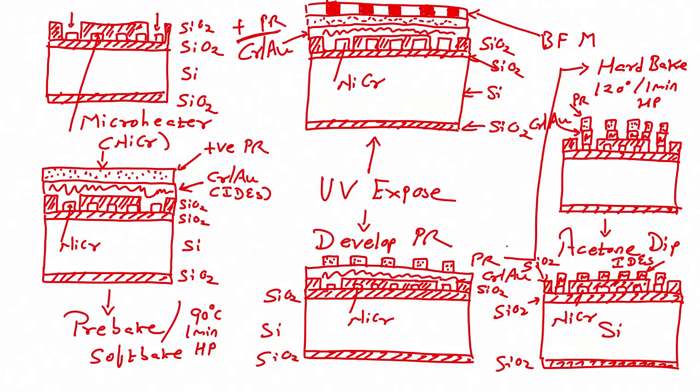Got it. So, if we repeat quickly, you take this wafer where there is a micro heater and the contacts of the micro heater are open, on that you deposit chrome gold, followed by spin coating positive photoresist, followed by soft bake which is done at 90 degrees for 1 minute, followed by loading the mask and UV exposure, then you have a bright field mask.